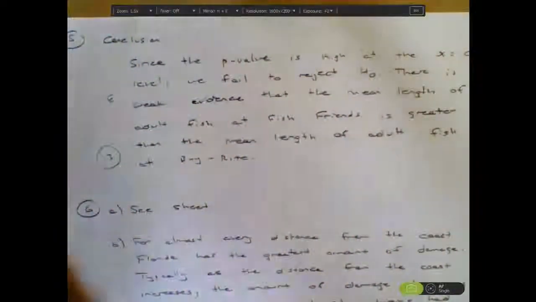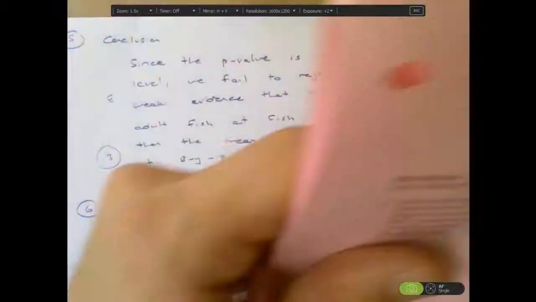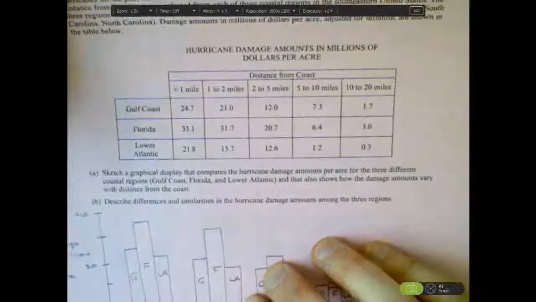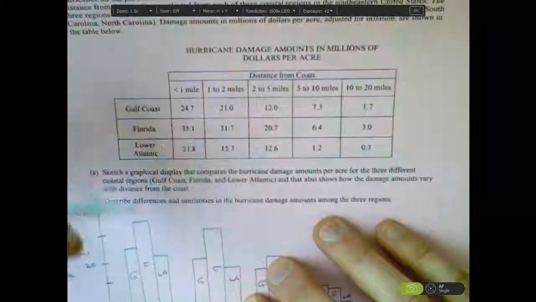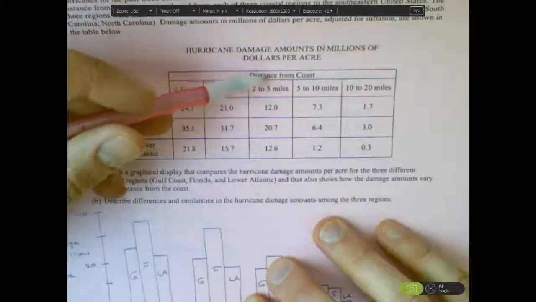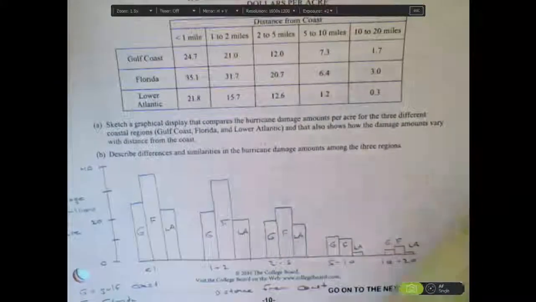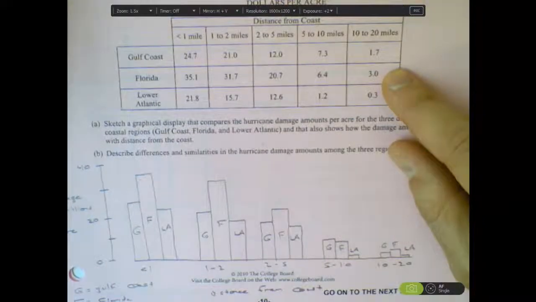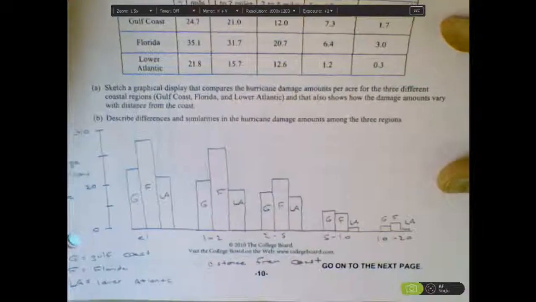Okay, moving on to question 6, which you were working on today in class. Part A is kind of unique. You're trying to sketch a graphical display. It's unique in the sense that we have quantitative data: we're measuring the hurricane damage in dollars per acre. And we have categorical variables: the distance from the coast and the 3 coastal regions. Because I'm specifically graphing the damage, the graphs are histograms, but it's not what we're used to seeing.